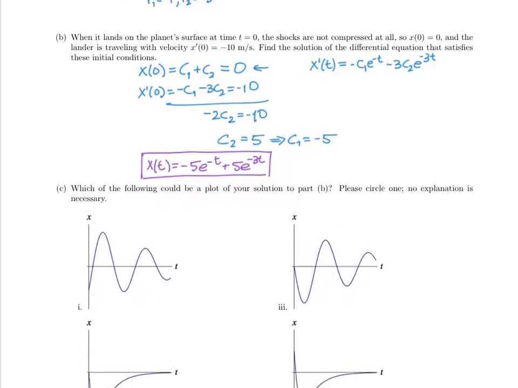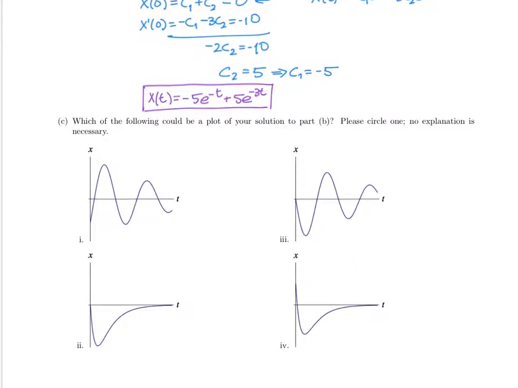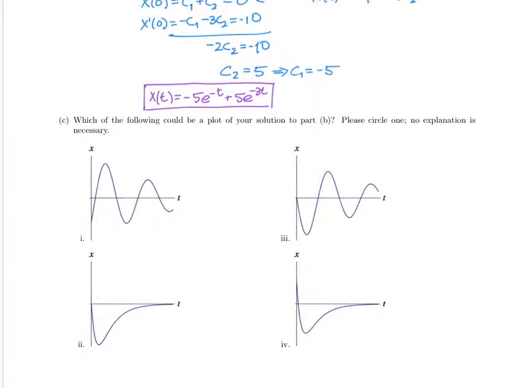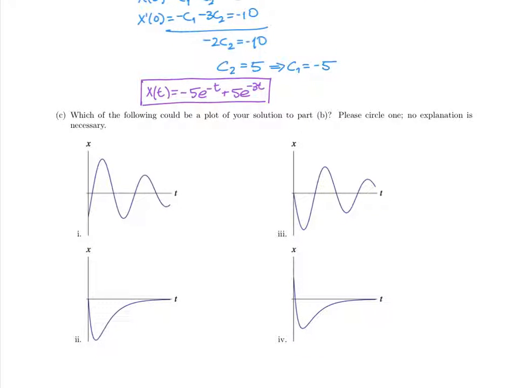Let's see. Which of the following could be a plot for our solution to part B? Please circle one. No explanation is necessary. I'm going to explain it whether you like it or not. I hope that's why you're watching the video, though. So this should be some sort of exponential function. It does not oscillate, which means that right off the bat we can say no to 1 and no to 3. We're left with 2 and 4.